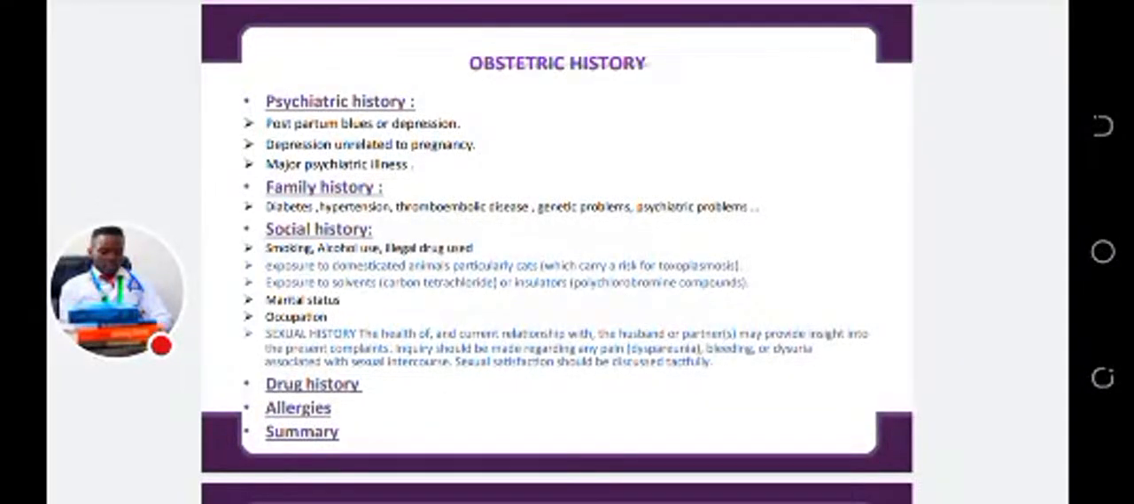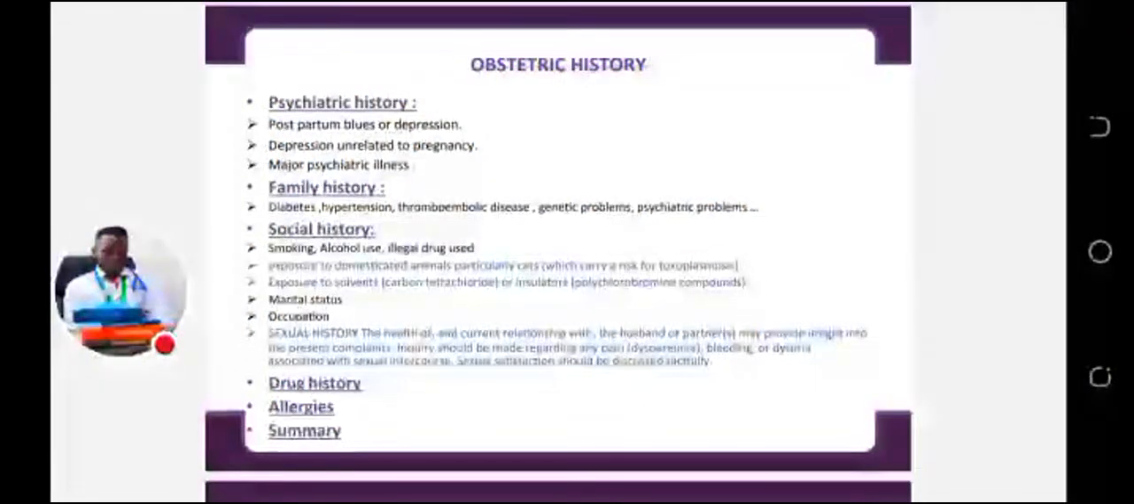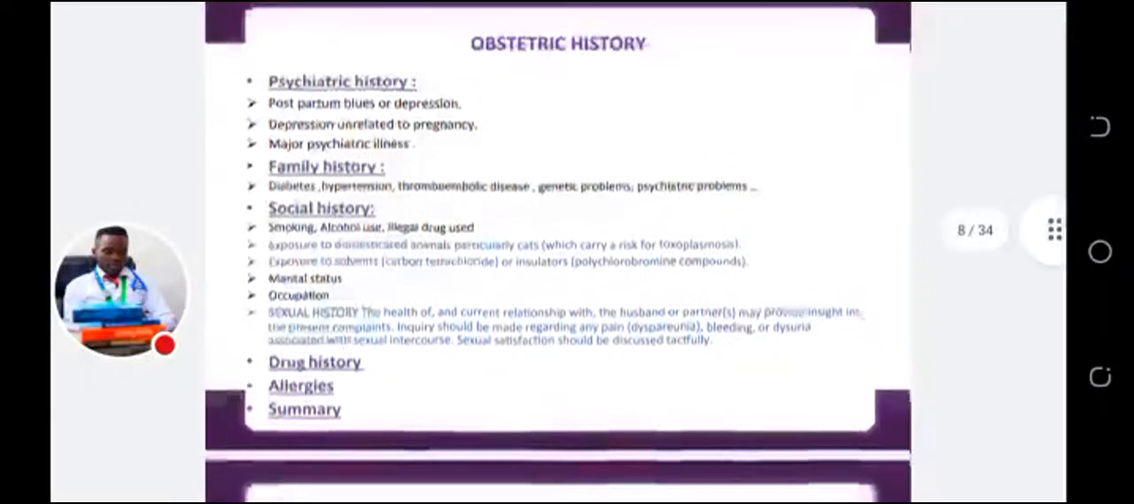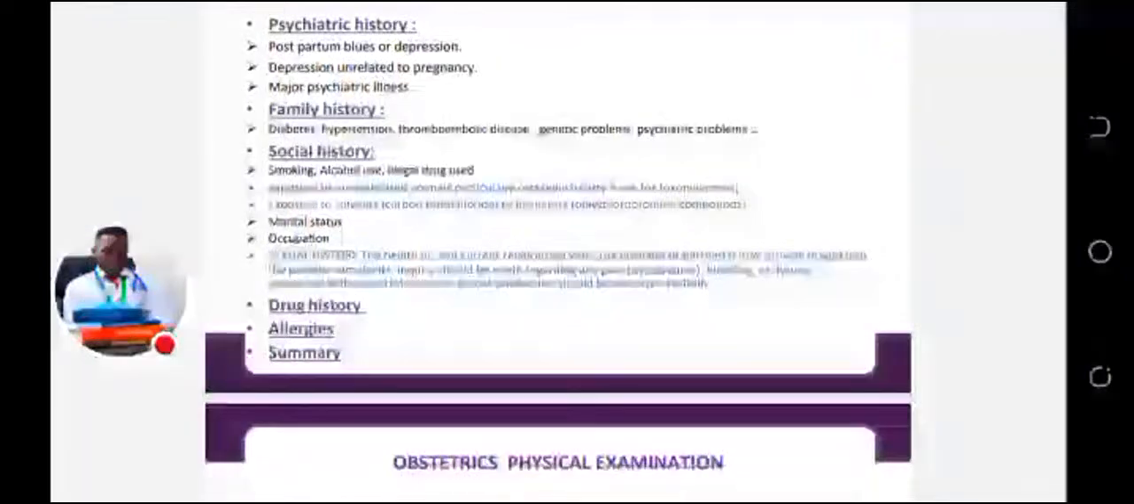depression during pregnancy or even in a previous pregnancy. Then depression unrelated to pregnancy. Ask your client if they have had depression unrelated to pregnancy. Besides that, you should also ask if your client has had major psychiatric illness. So that is under psychiatric history.